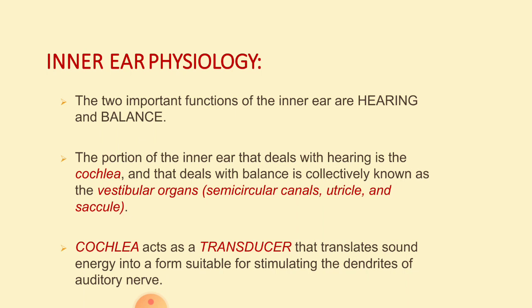Cochlea is basically the house for the receptor organ of hearing, that is organ of Corti. And I have already mentioned the function of organ of Corti. Organ of Corti converts mechanical sound energy into nerve impulse, that is electrical energy, which can travel along the auditory nerve up to the auditory cortex for detailed processing.